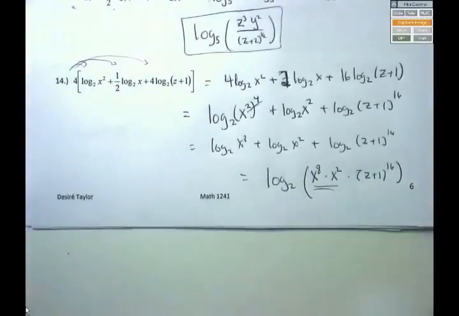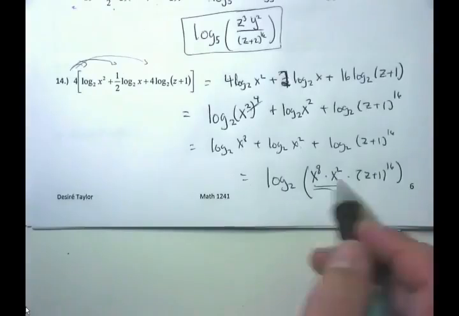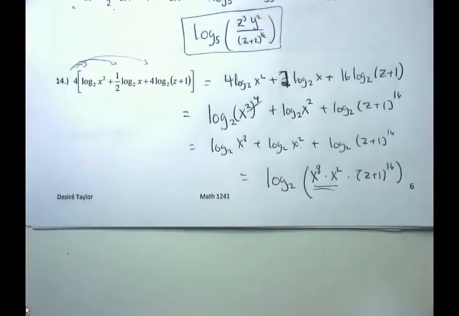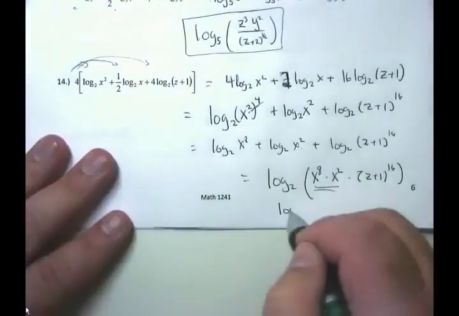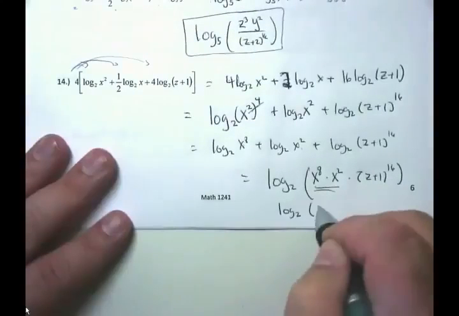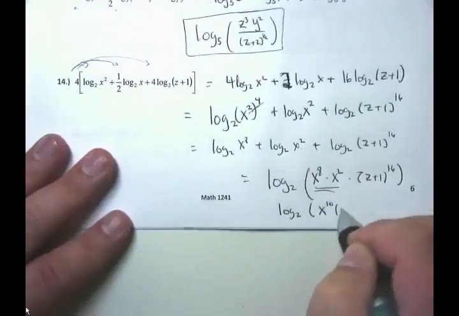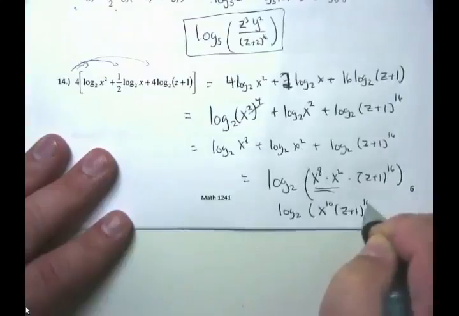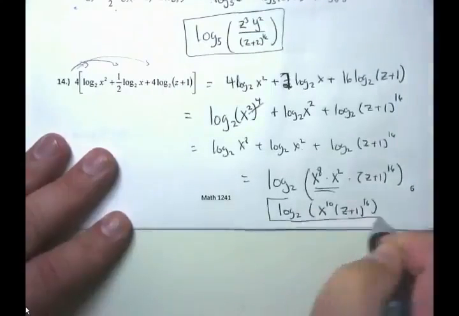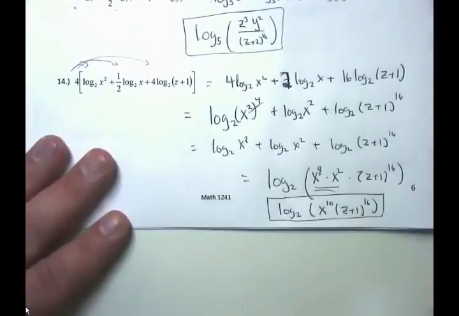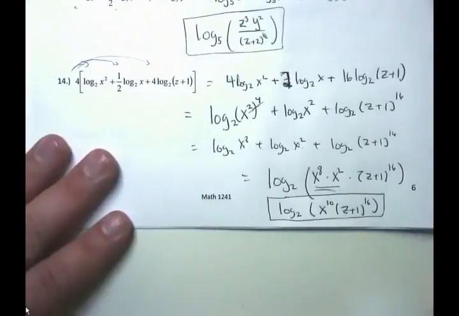But you're not done yet. Because even inside parentheses, remember, you got to clean this stuff up. What is x squared times x to the 8th? What is x to the 8th times x squared? When you multiply, what do we do with exponents? You add. This will be log base 2 of what? X to the 10th times z plus 1 to the 16th. There is my final answer.